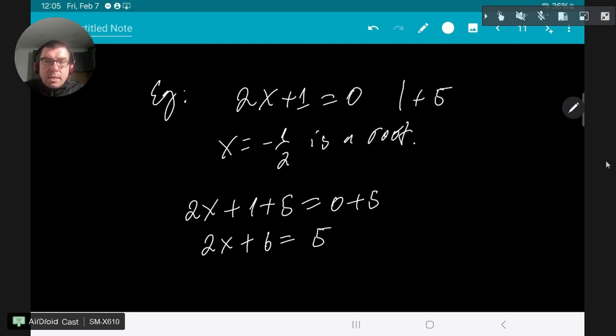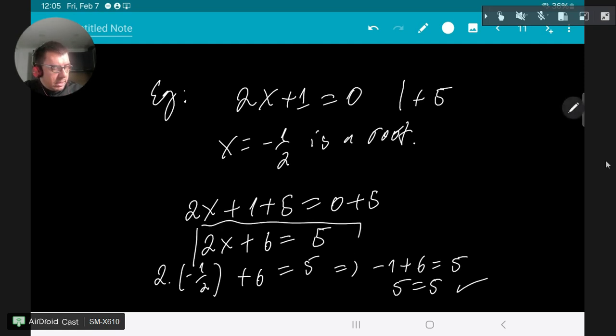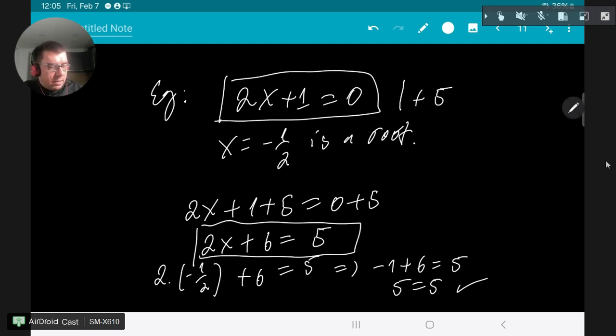Is it true that I get the same root as before? Well, let's check it. 2 times minus 1/2 plus 6 equals 5. 2 times minus 1/2 is minus 1, so I get minus 1 plus 6 equals 5. 5 equals 5, and I get an identity. So you see that I have the same root as before. The fact that I added 5 on both sides did not change the root. So I got this equation here, which is equivalent to my original equation. These are equivalent.